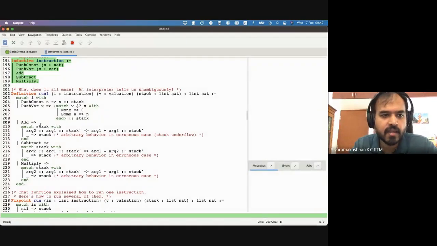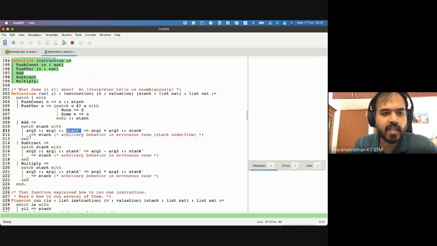So here is a stack, and we pattern match the stack. If you want to execute add, it better be the case that the stack has two arguments on top, argument 2 and argument 1, and the rest of the stack. And the result of executing add is you push the result of adding these two values to the top of the stack, stack prime. Stack prime is this tail.